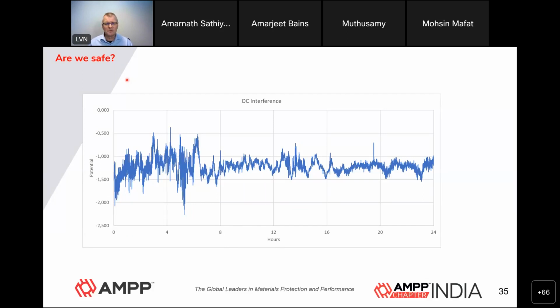Say when it comes to DC interference, in my point of view, the NACE SP0169 gives some indications of how you can actually see if you have DC interference. And this is, for instance, by fluctuating potential like this. And then we ask, are we safe in this condition? In NACE SP0169, it also tells you something about how to mitigate. But there's not really any firm criteria on how to evaluate if you're safe or not.